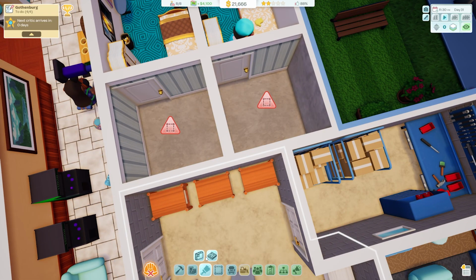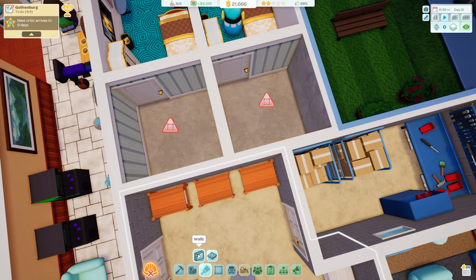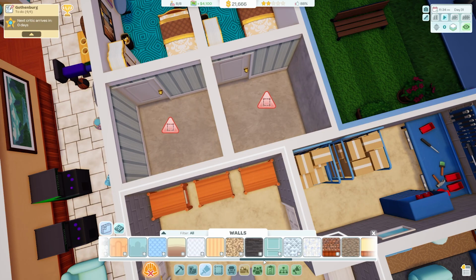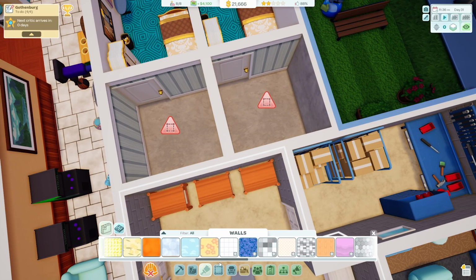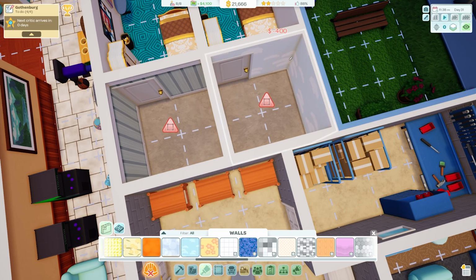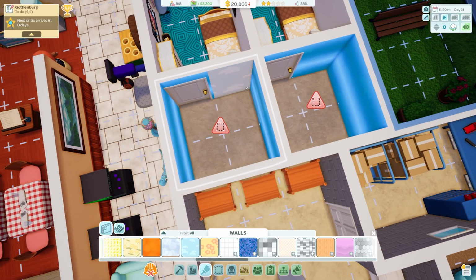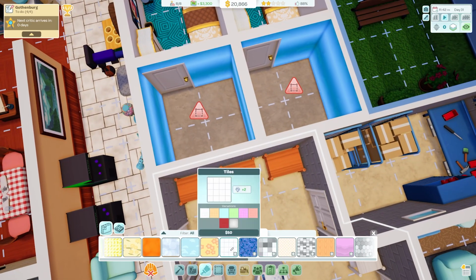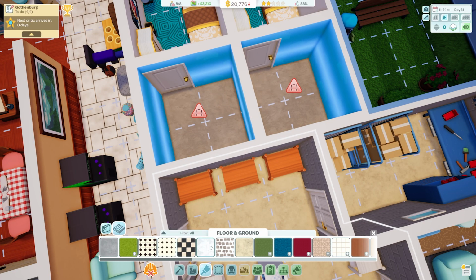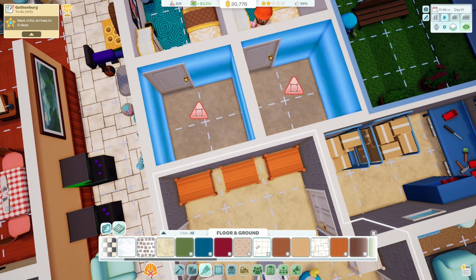Okay, so we need to paint walls. We've been going with the clouds, so let's keep going with that. Keep rocking and rolling with that. There we go. And then we're going to do floors. Get some tiles in there.